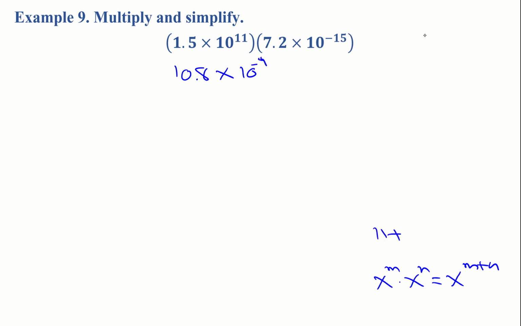Remember, when you have 11 plus negative 15, positive times negative is negative. That's just 11 minus 15, which is negative 4.